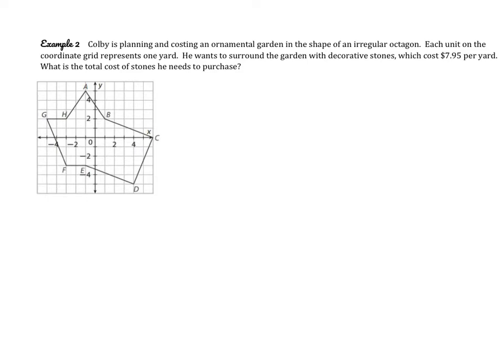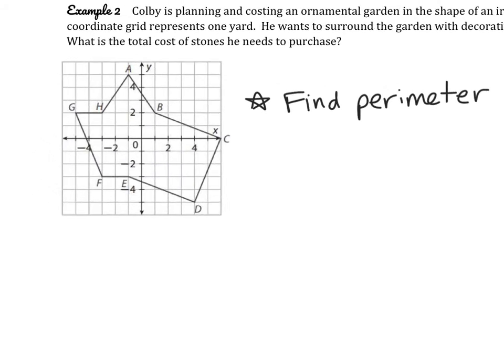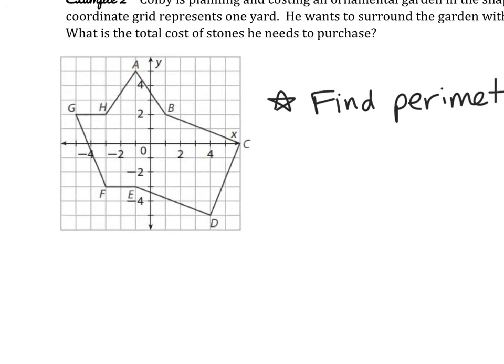So our strategy here is going to be to find the perimeter of this garden. And then once we know the perimeter, we can find the total cost of the stones by multiplying the perimeter by the cost per yard. So again, we're going to start with the perimeter. I'm going to zoom in a little bit.